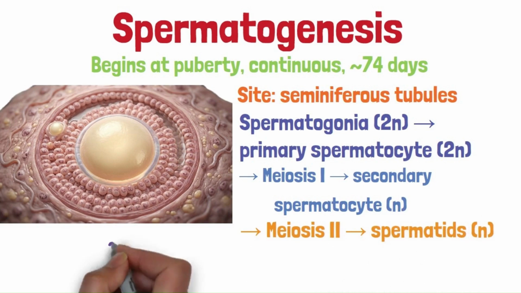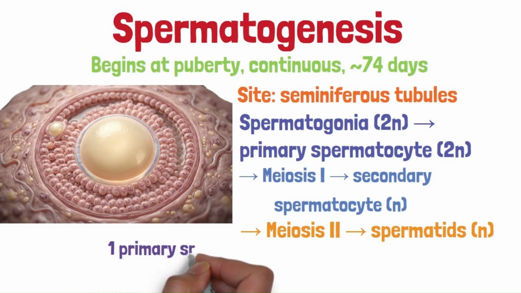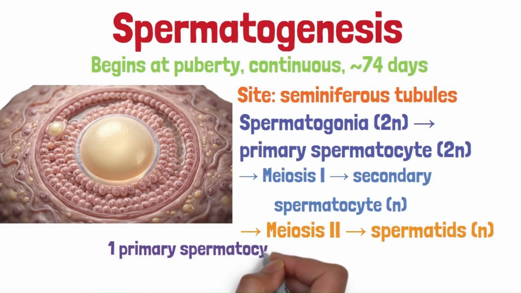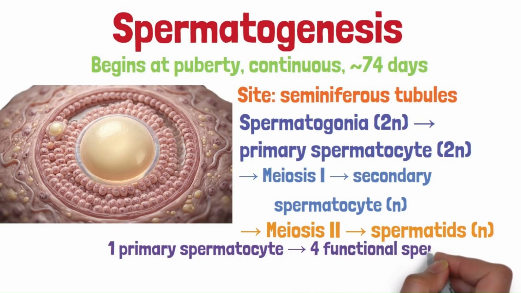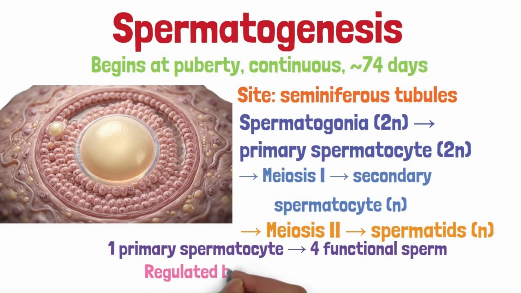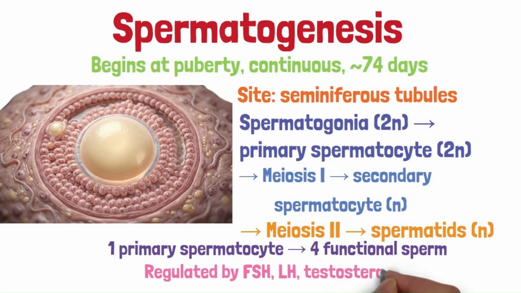And here is the key contrast to remember. One primary spermatocyte yields four functional sperm. This whole process is regulated by FSH, LH, and testosterone. Infertility can trace back to defects anywhere in this pathway. Y chromosome microdeletions or Sertoli cell only syndrome are classic causes.